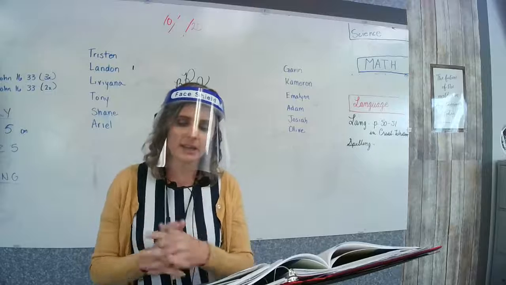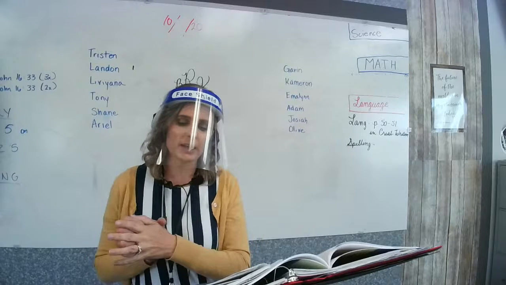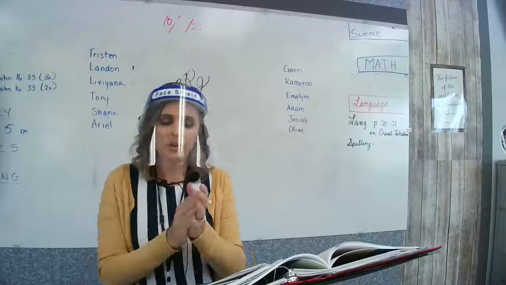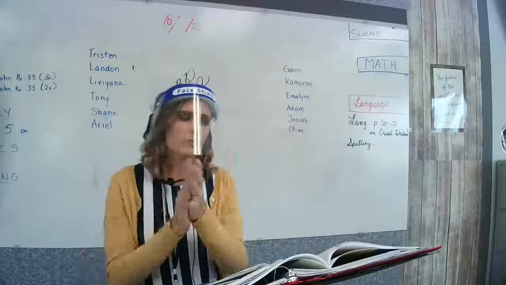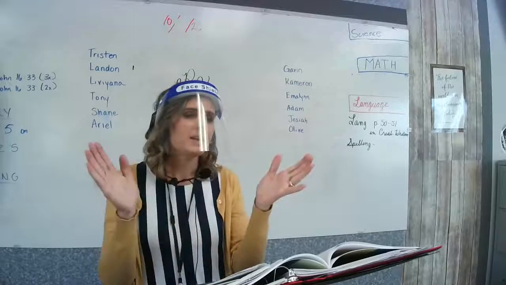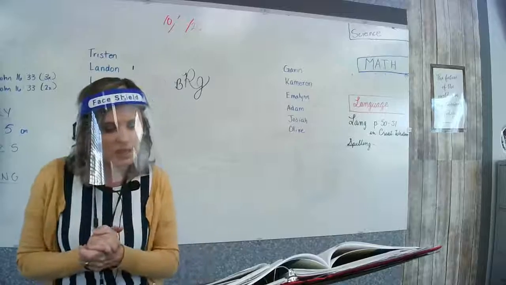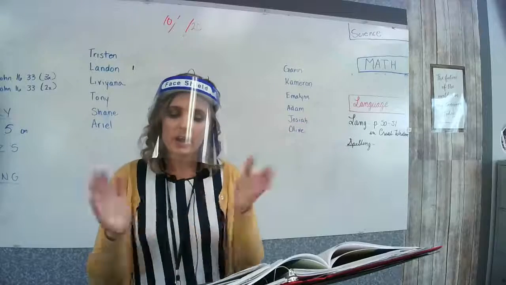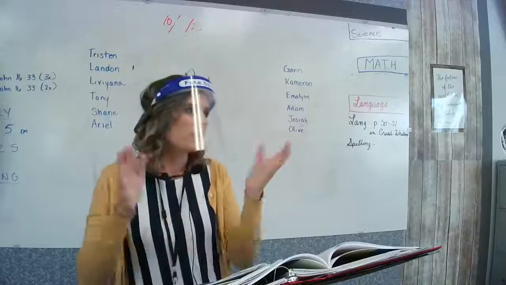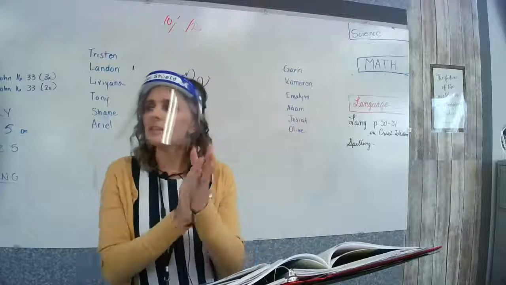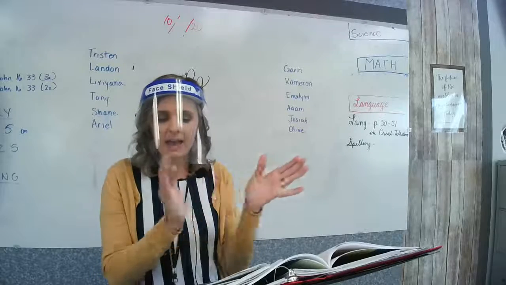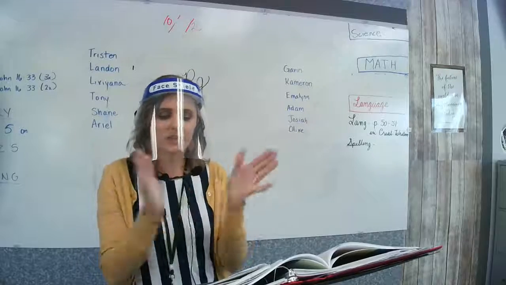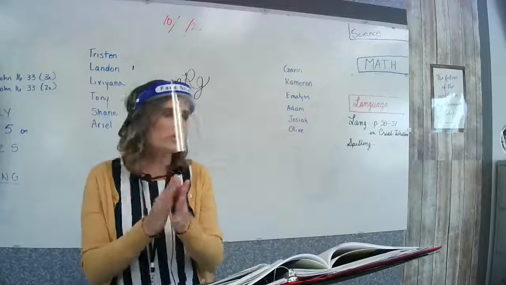Number 16, visible. Number 17, accessible. Number 18, audible. Number 19, corruptible. Number 20, responsible. Number 21, digestible. Make sure you're saying them or it's not helping you. Number 22, sensible. Number 23, possible. Number 24, convertible. Number 25, credible. Number 26, terrible. Number 27, edible. Number 28, considerable. Number 29, durable.